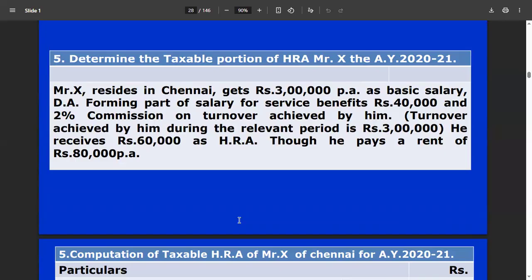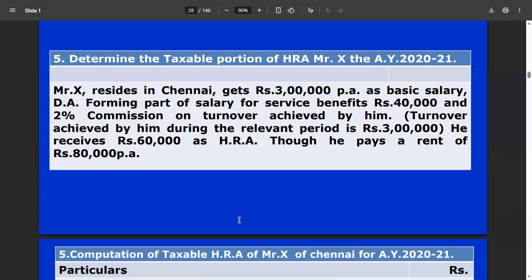Mr. X is residing in Chennai. As per income tax, Chennai is a metro city. He gets 3 lakh as basic salary and DA is 40,000, and he received 2% commission on turnover. During last year, the turnover he achieved was 3 lakhs. He received commission of 6,000. Though he paid the rent of 80,000 per annum, we have to find out HRA.